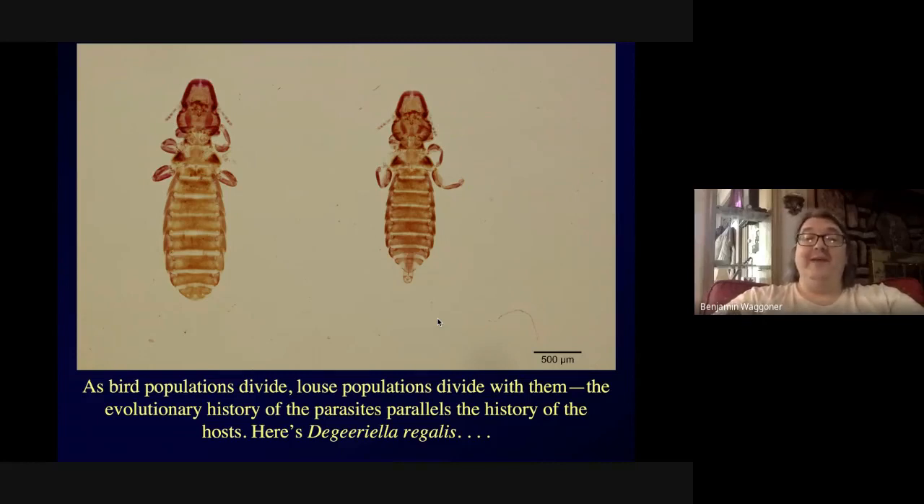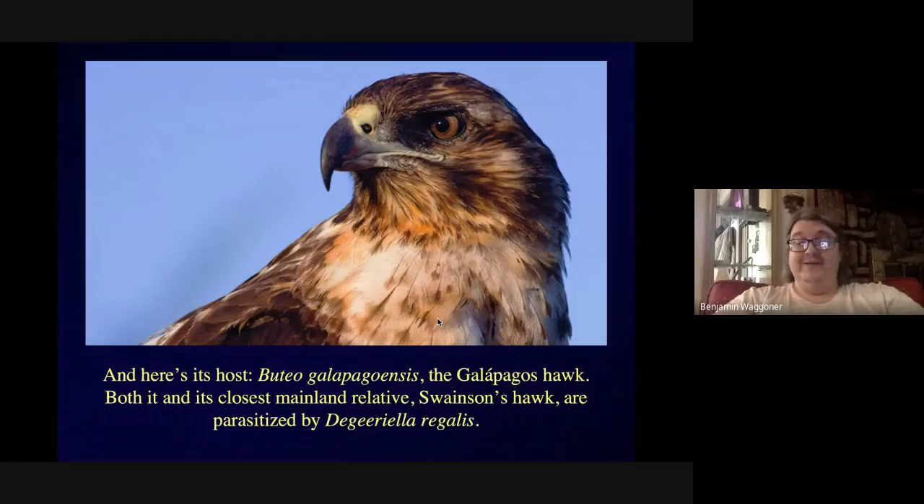This is Digariella regalis. It's a chewing louse, and its natural host is Buteo galapagensis. Buteo galapagensis is the Galapagos hawk. It's in the same genus as red-tailed and red-shouldered hawks, which you may know. I've seen both of them around Conway. They're not that difficult to spot around here. And both Buteo galapagensis and its closest mainland relative are parasitized by Digiriella regalis.